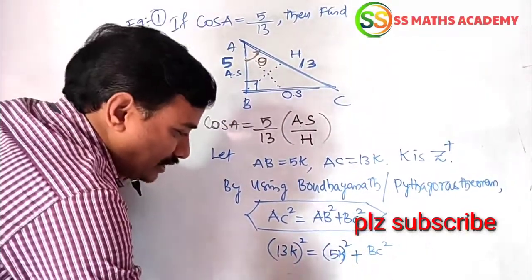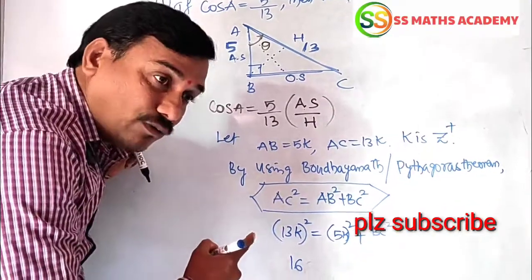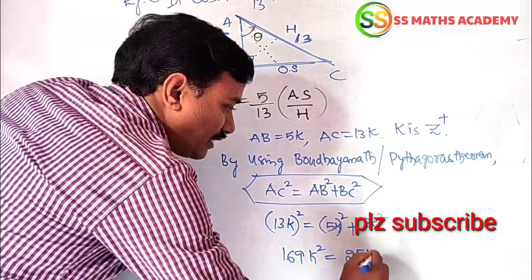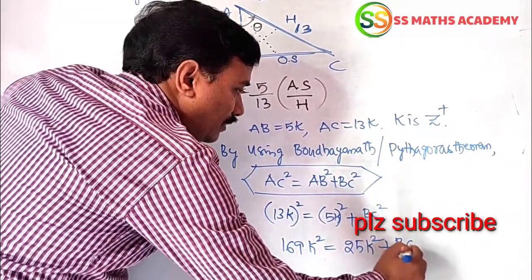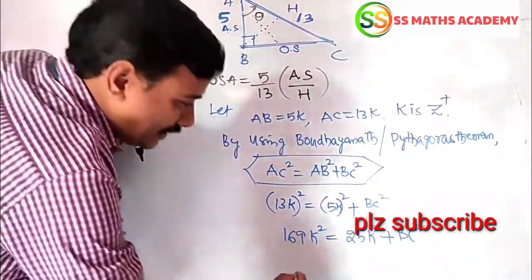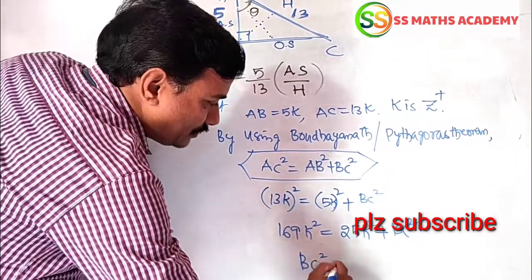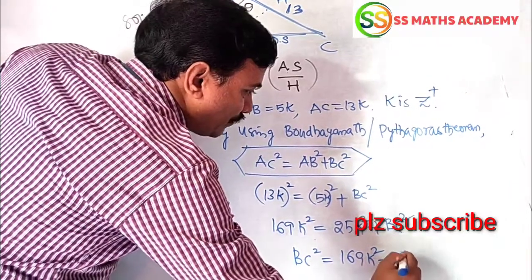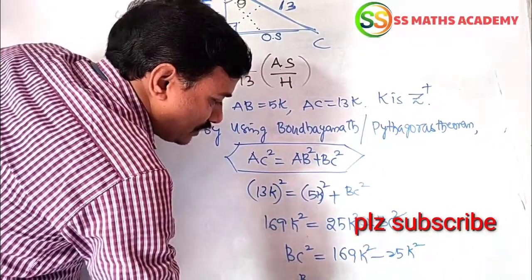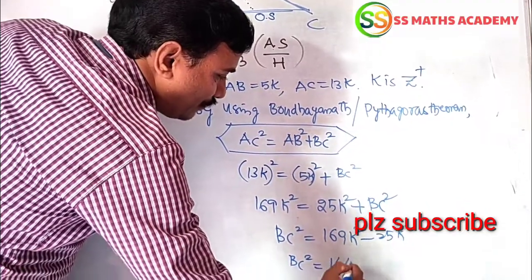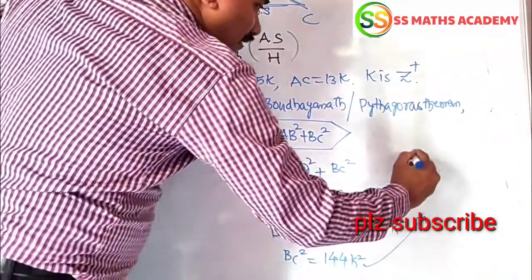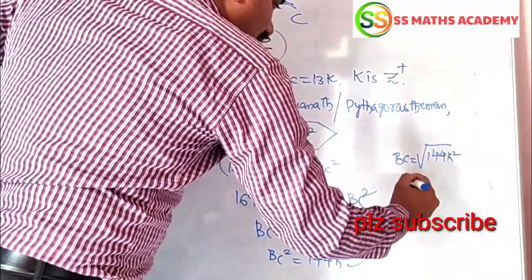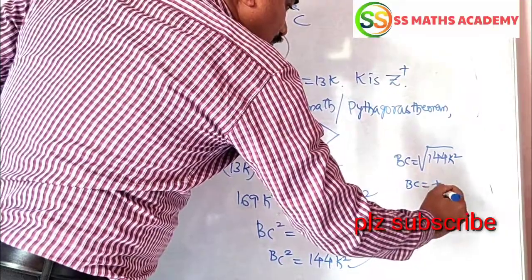13 square, 13K whole square, nothing but 169K square. 5K whole square, nothing but 25K square. Plus BC square. Okay. Now separate the like terms: 169K square minus 25K square is equal to BC square, equals 144K square, which means BC is equal to the square root of 144K square, that equals plus or minus 12K.